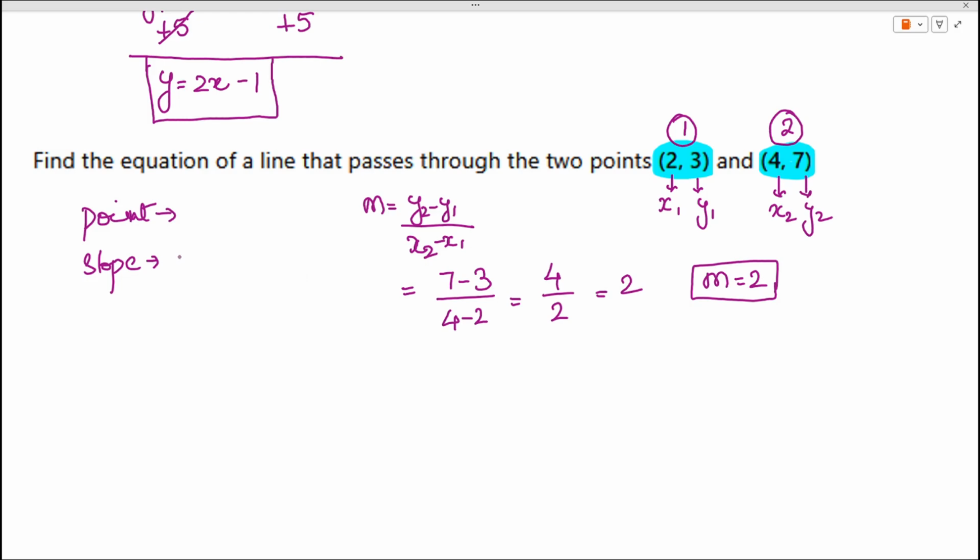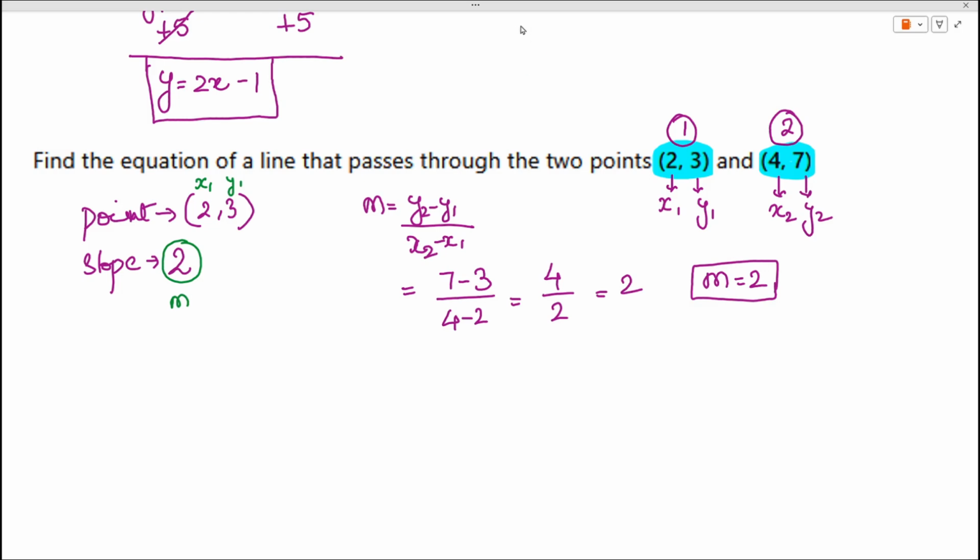So we've got the slope as 2, and we need a point. So we can use any point, point 1 or point 2. Let us just take point 1. So the point is 2 and 3. Now from here, 2 is our x1 value, 3 is our y1 value, and this 2 is the slope.